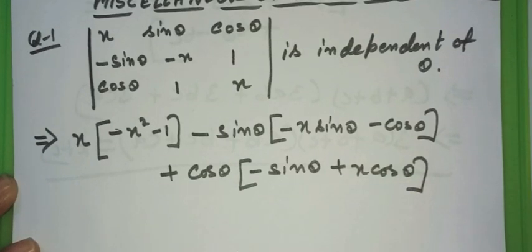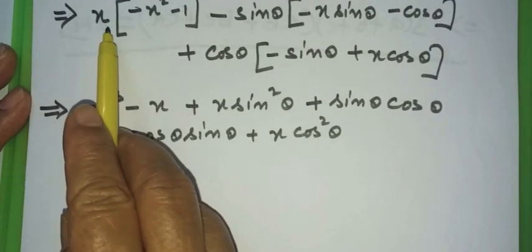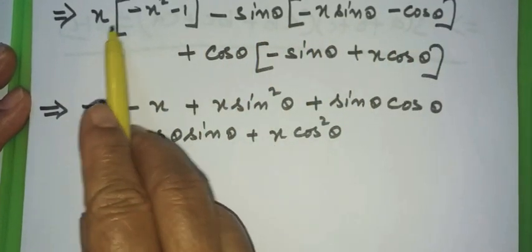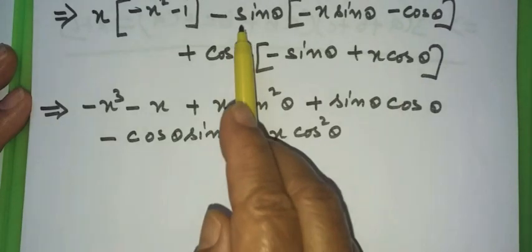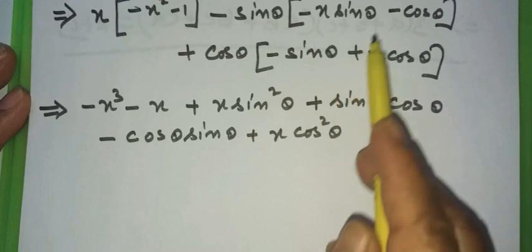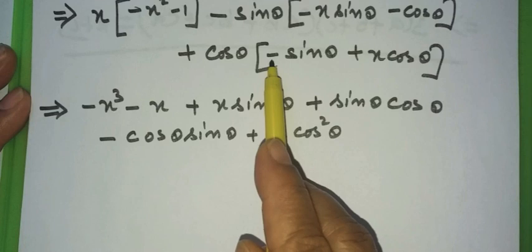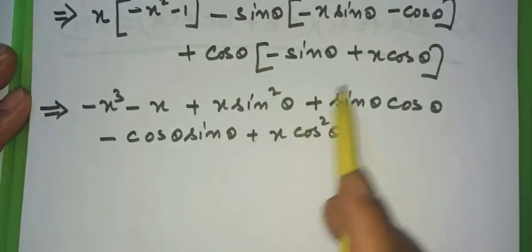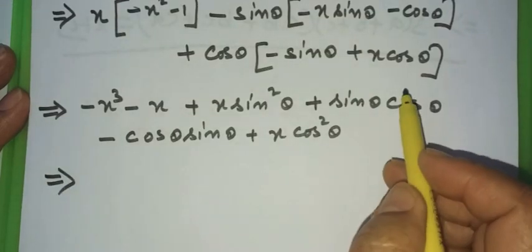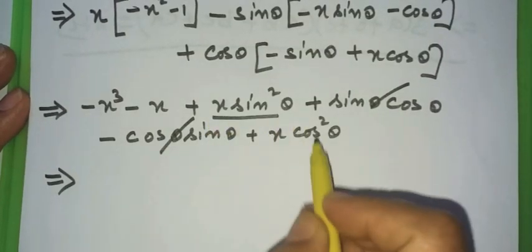Now we simplify this further. You can see that I multiplied x with this bracket and minus sin theta with this bracket. So minus x cube minus 1 into x; minus sin theta into minus x sin theta becomes plus x sin square theta; minus cos theta into minus sin theta becomes plus sin theta cos theta, and minus cos theta sin theta, and then plus x cos square theta. Now I can see that sin theta cos theta gets cancelled with minus sin theta cos theta, and I am going to club these two terms.